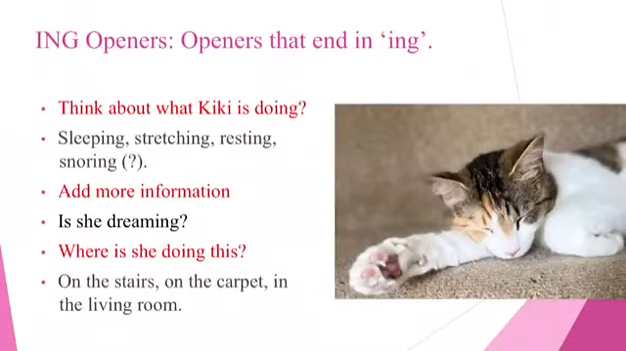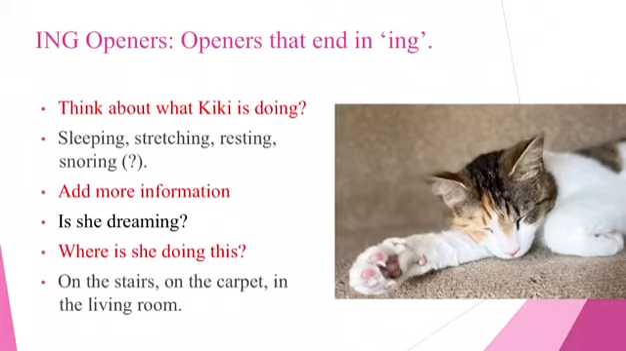So let's start off with the first letter in ISPACED, and that is our ing openers. Simply put, they are openers that end in ing. So what I've done here is I've left you a picture of Miss Harbert's cat, Kiki, and I would like us to go through and try and create an ISPACED opener sentence using ing.